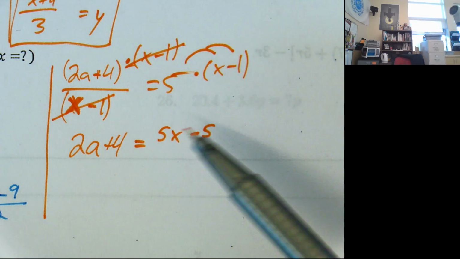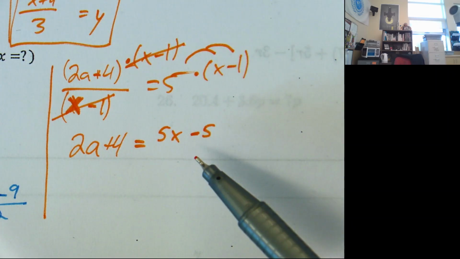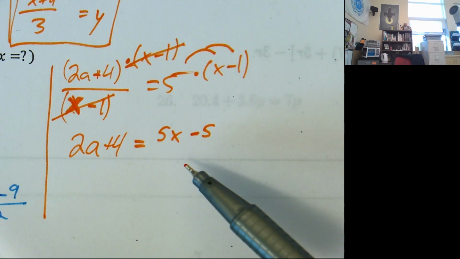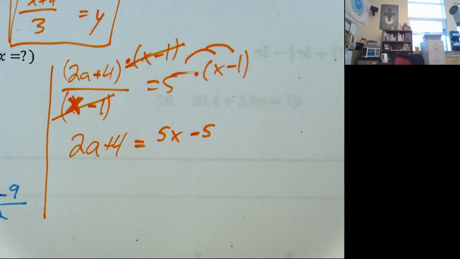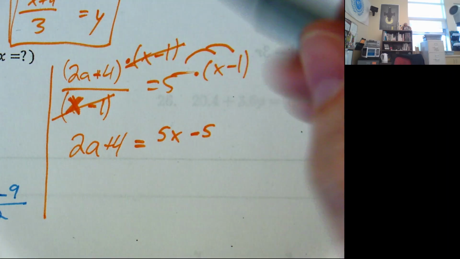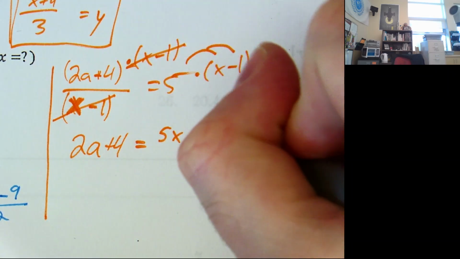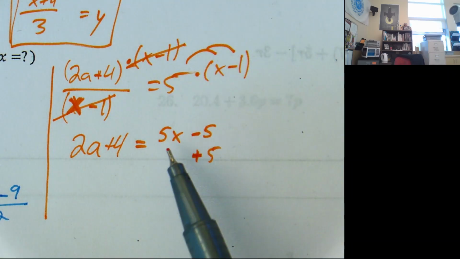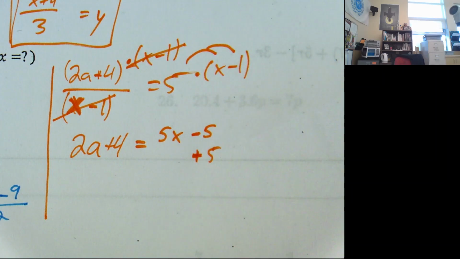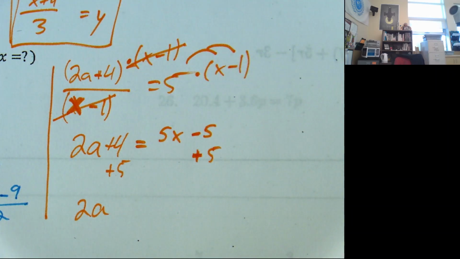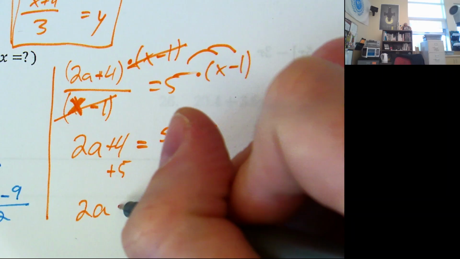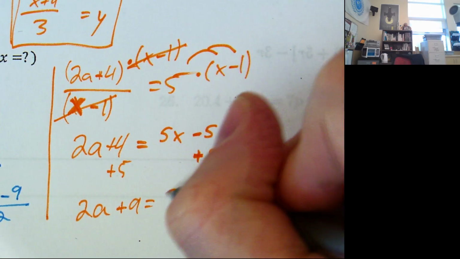Okay, we've distributed this thing in here. And the rest of this is going to follow very similarly. How do I get x by itself? I want to get rid of things that are furthest away. Plus 5. No division until it's the only term left. So we're going to add 5 to both sides. We're going to get 2a, what? Plus 9 equals 5x.